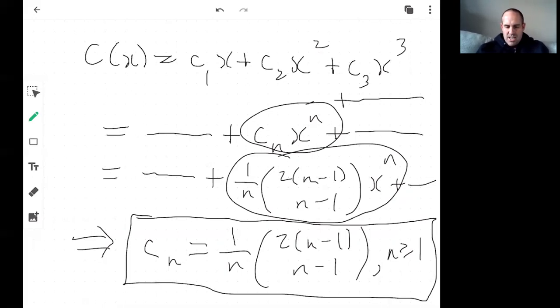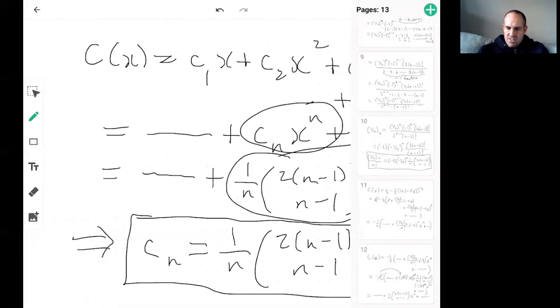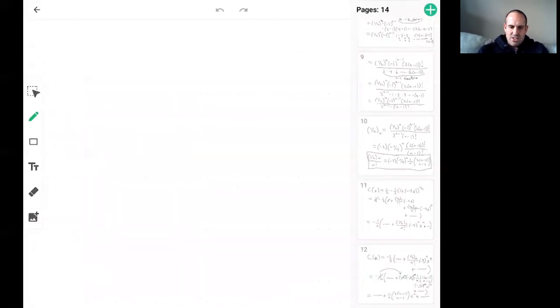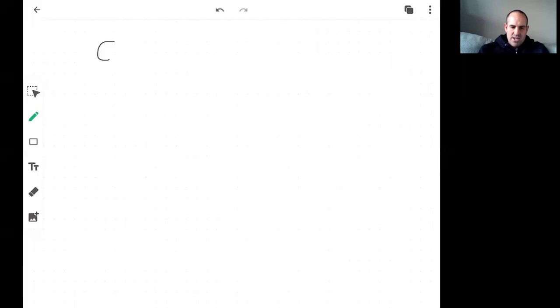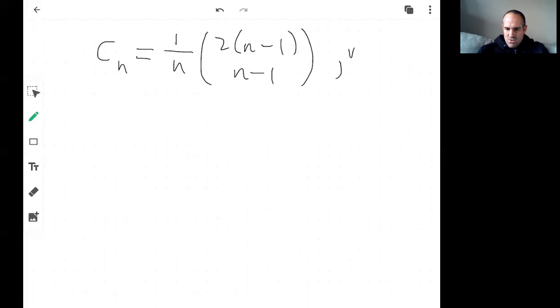That is an amazing formula, all of it arrived at through some generating function manipulation. Let's test it out here. That's always a good thing to do. Let me just write it down for good measure. Cn is equal to 1 over n, 2 times the quantity n minus 1, choose n minus 1. And this was good for n equal to or greater than 1.